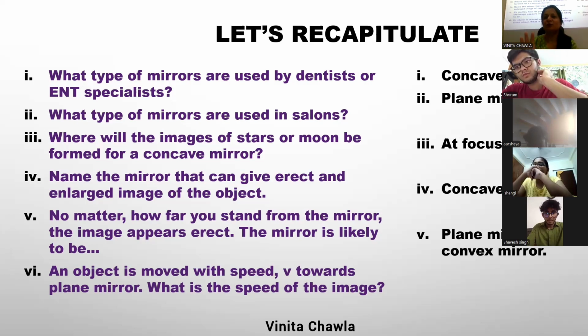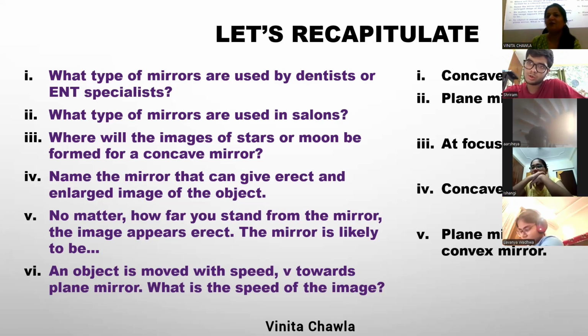See, initially, if you assume that the object is placed at a distance of 5 centimeter, in that case, what is the distance between object and image? It's 10 centimeter, right? Because we know that image is formed as far behind the mirror as the object is in front of it. So if the object is placed at a distance of 5 centimeter, then its image will be formed at a distance of 5 centimeter behind the mirror.